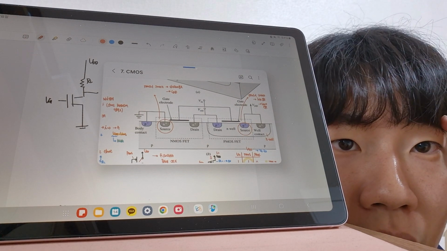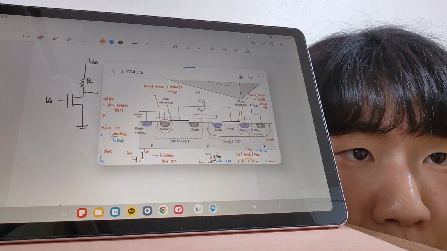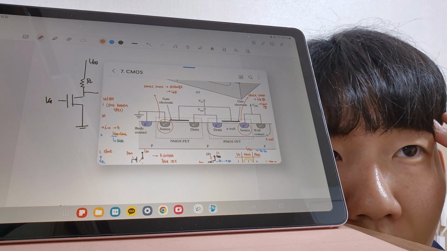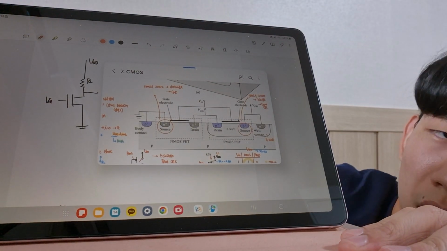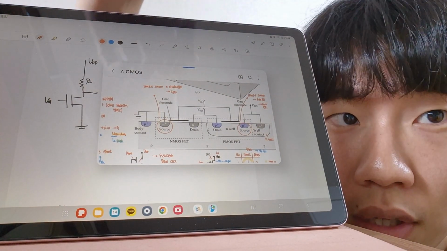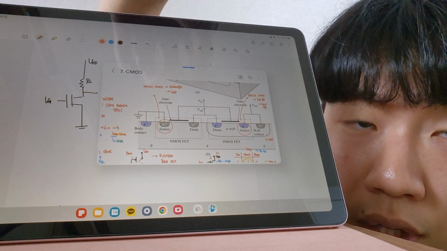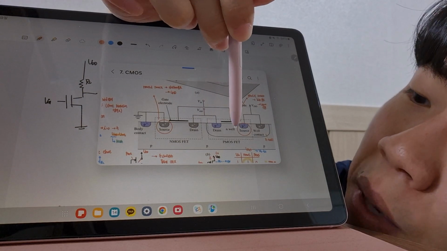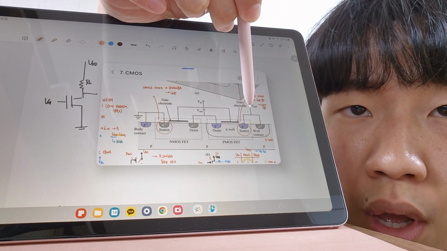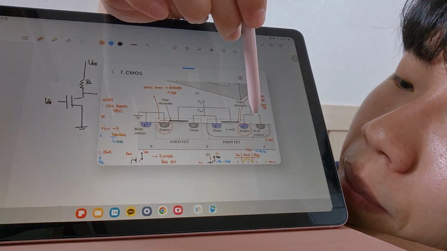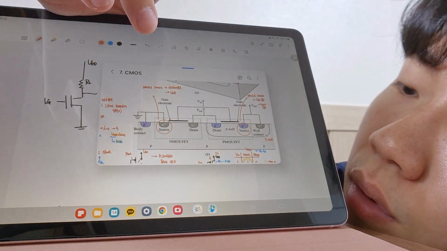Then in a p-type substrate, how do we make a PMOS? In the p-type substrate, we dope n-plus heavily doped. Then this space is like n-type, so we call this space a well.